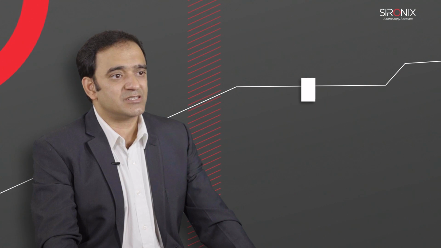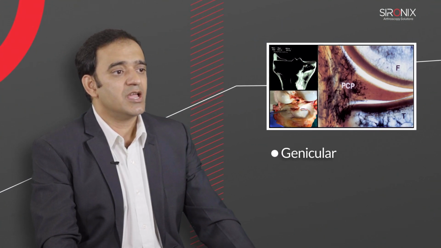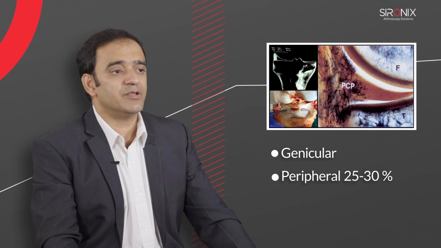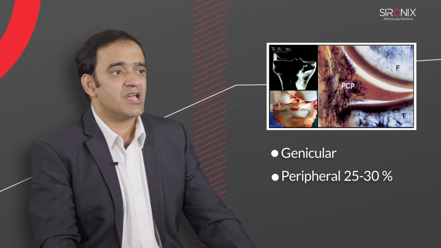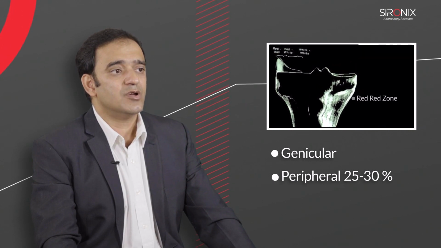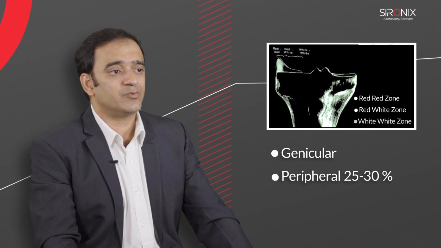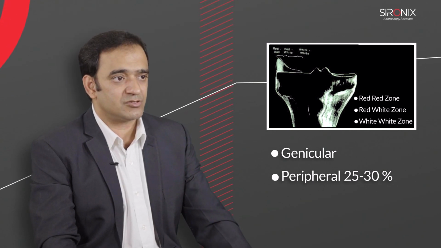The blood supply of the meniscus comes from the periphery through the genicular vessel branches, and almost 25 to 30% of the peripheral meniscus is vascular. That's why we divide the meniscus tears into red zone, which is a vascular zone, red-white zone, and a white zone, which is an avascular zone.